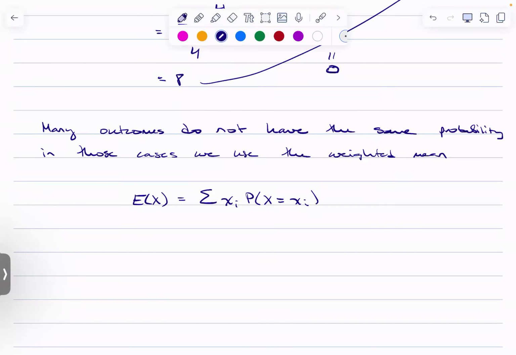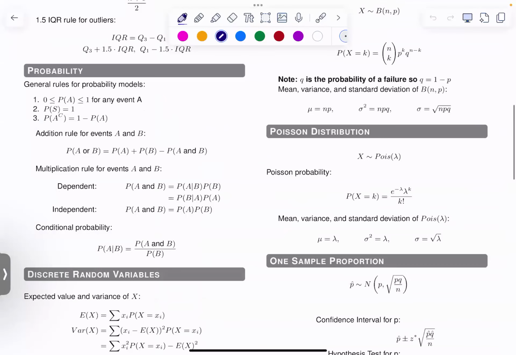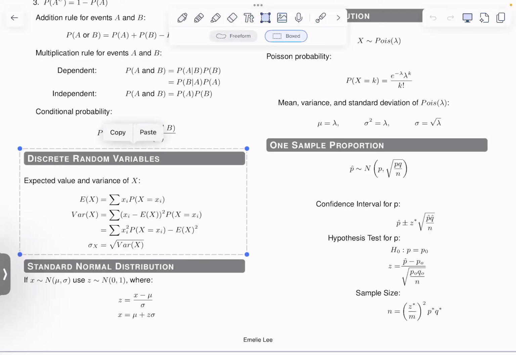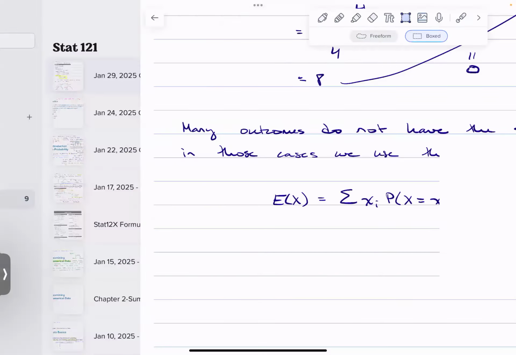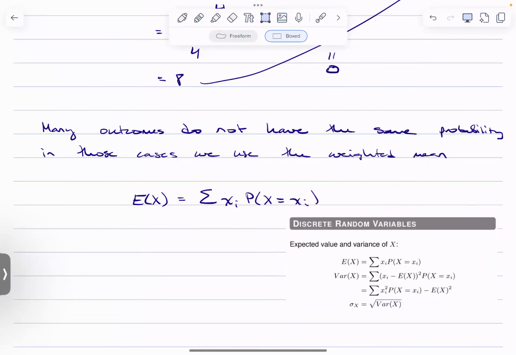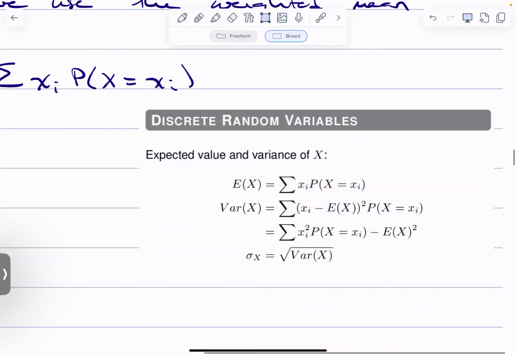Look at us just blowing through this formula sheet. We're into discrete random variables. So that's what we're going to introduce today. The expected value in general is x times its probability. Add those all up, and then that's your mean.